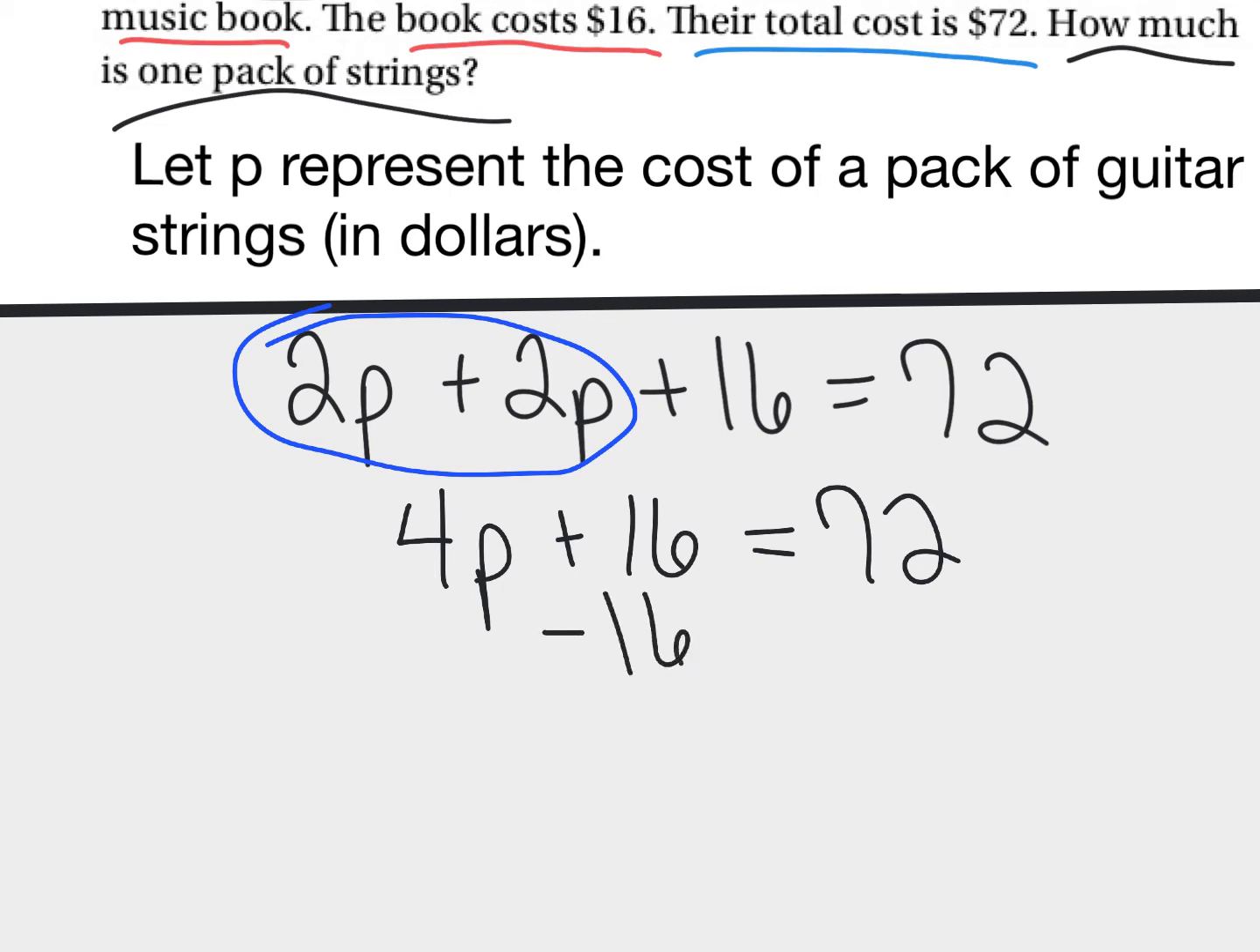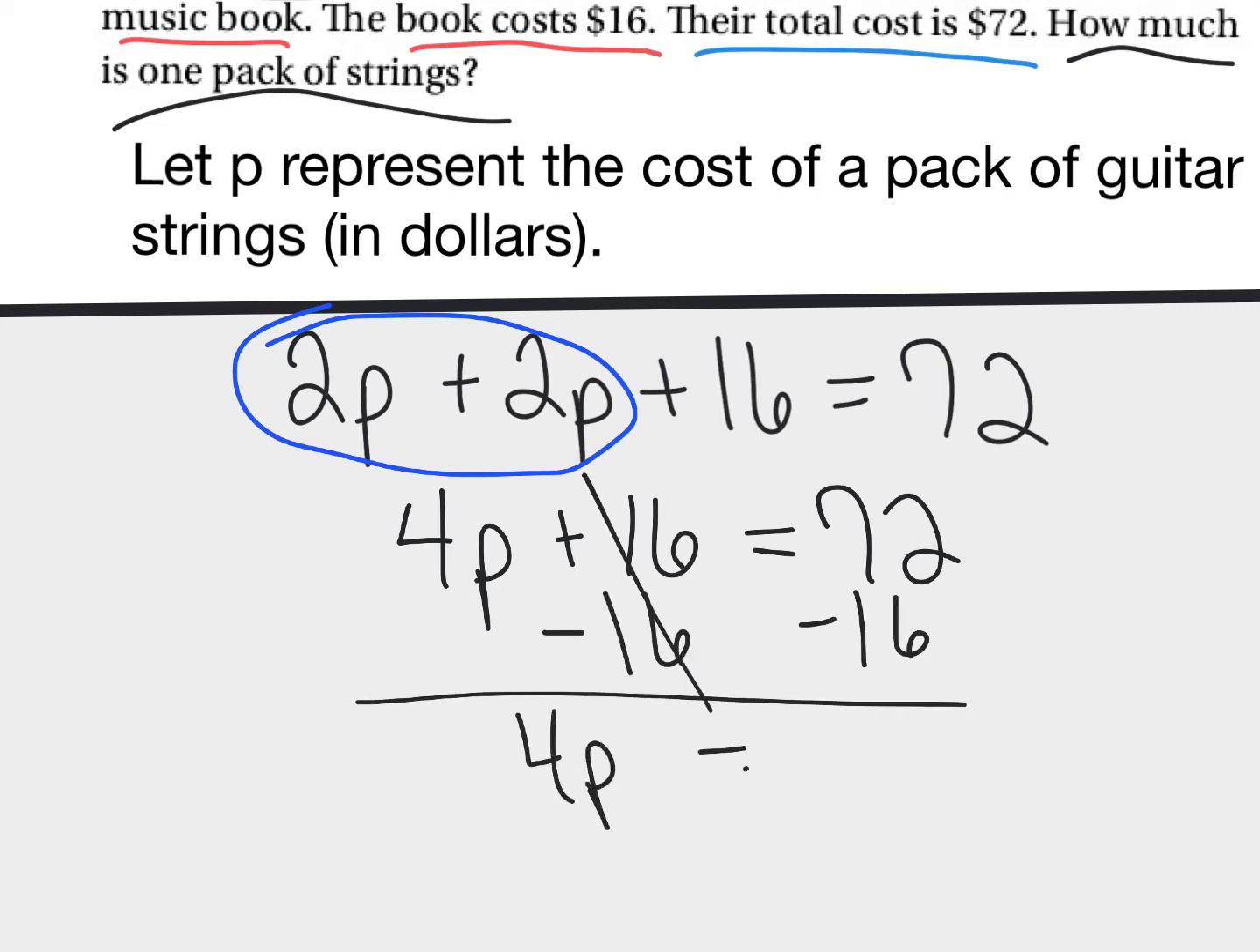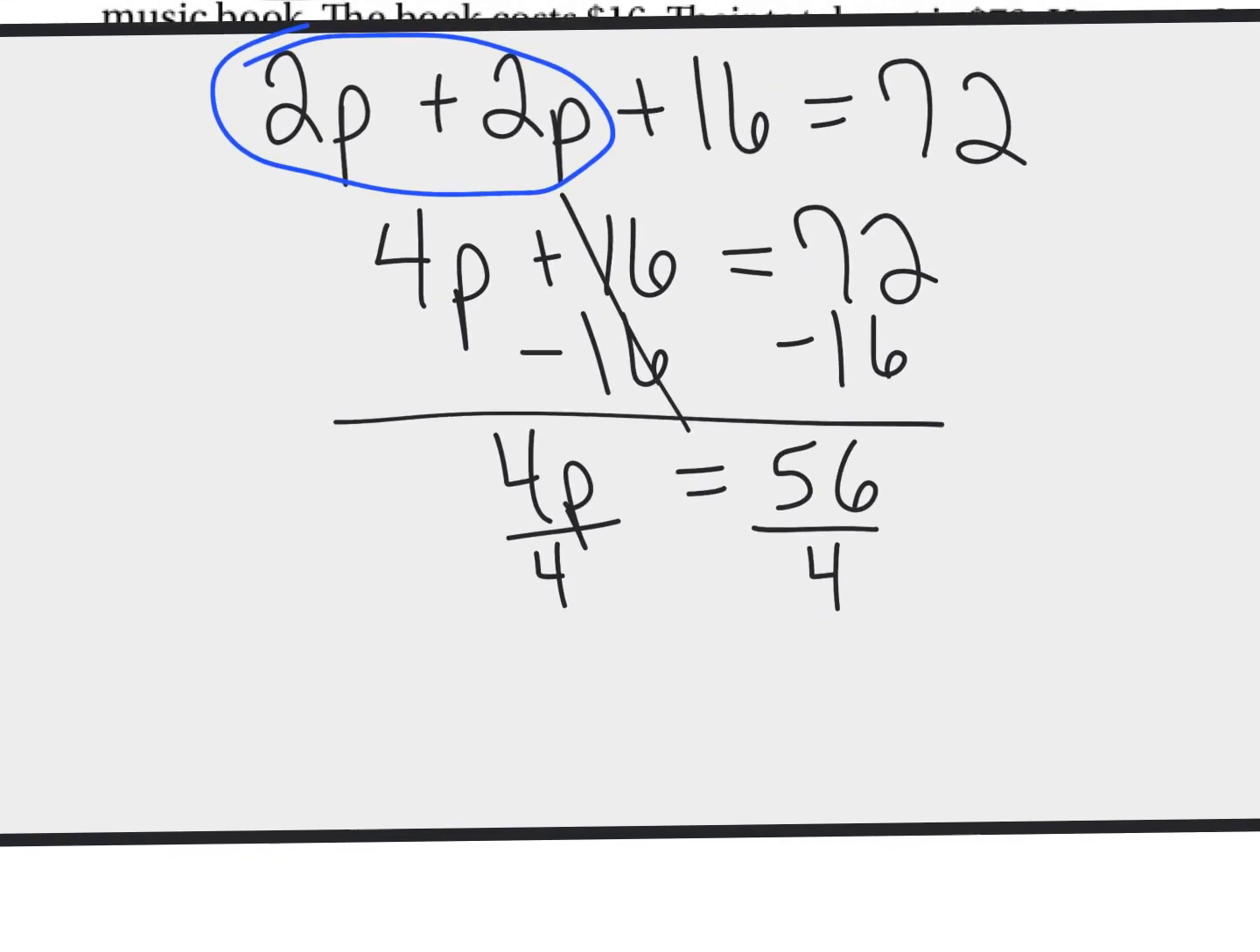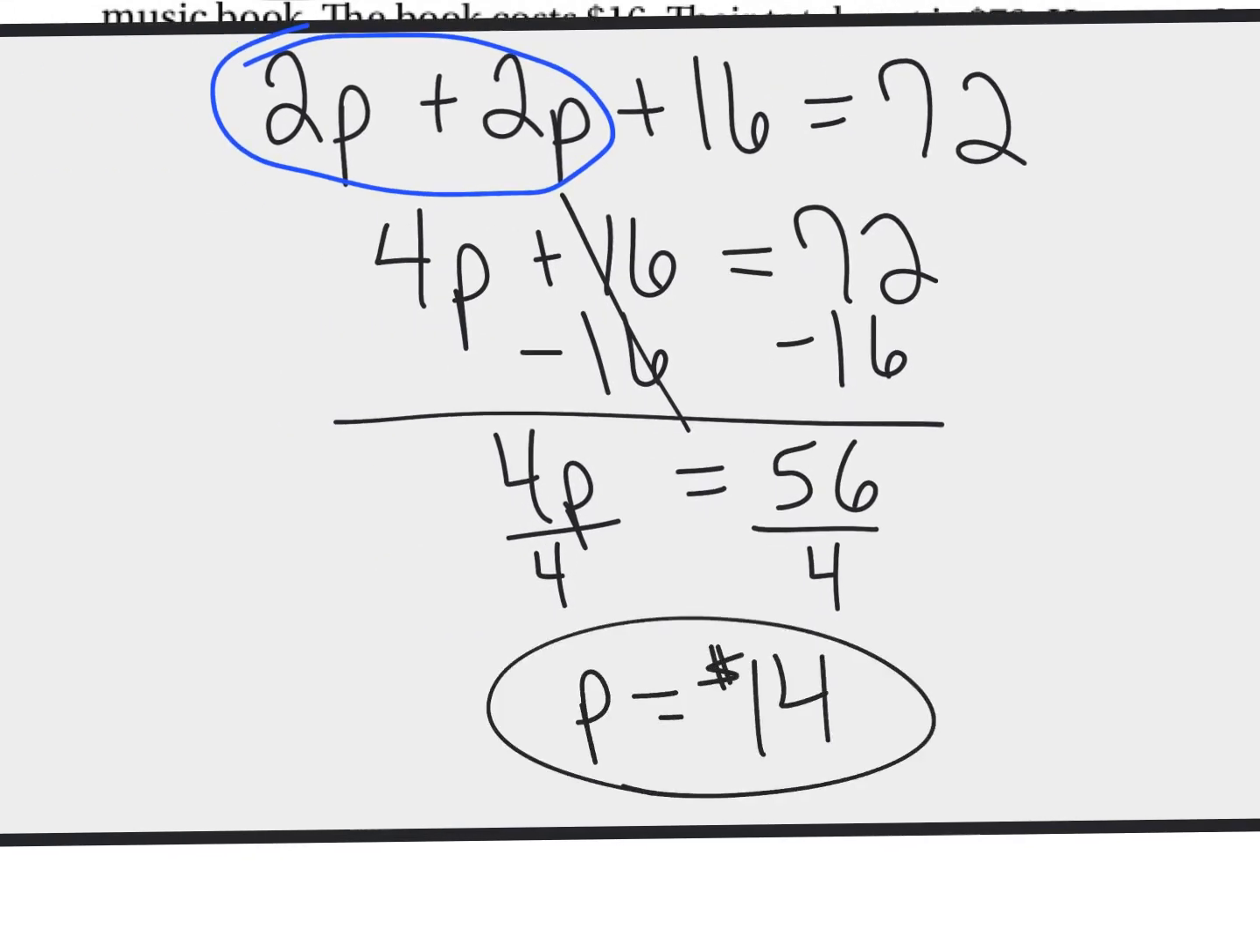So next step, they're adding 16, we can subtract 16. They're multiplying, so we can divide by 4. And when you divide that out, it would be $14. So one pack of strings costs $14. And substitute that back in the problem and make sure your answer is correct.